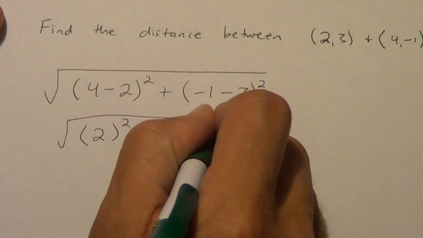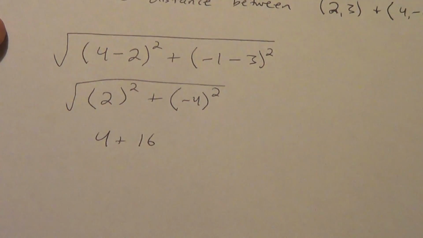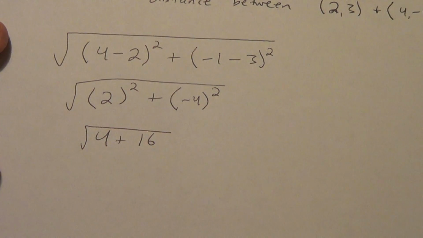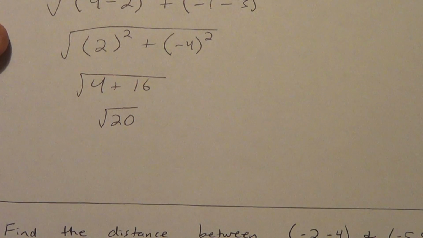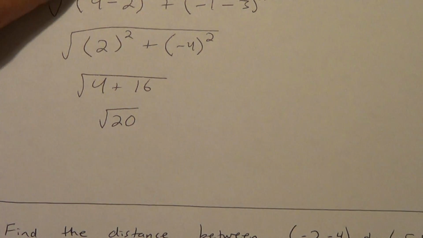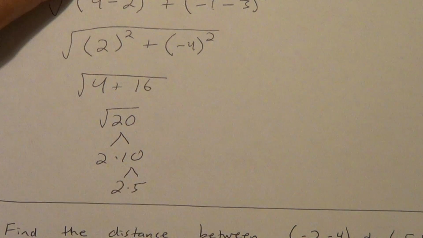Don't lose this square root. 2 squared is 4. 4 squared is 16. Negative 4 squared is 16. Don't lose your square root. Square root of 20. Alright, square root of 20, if you try it on your calculator, it's going to give you a decimal, 4.47 or something like that. Break it down, 2 times 10, 2 times 5.